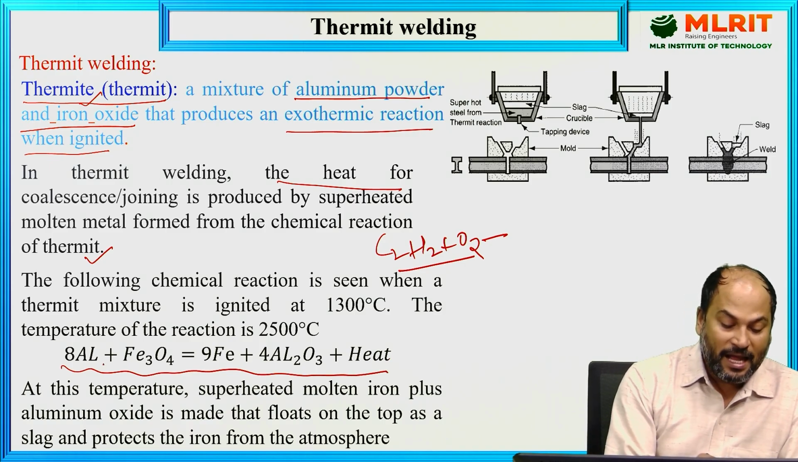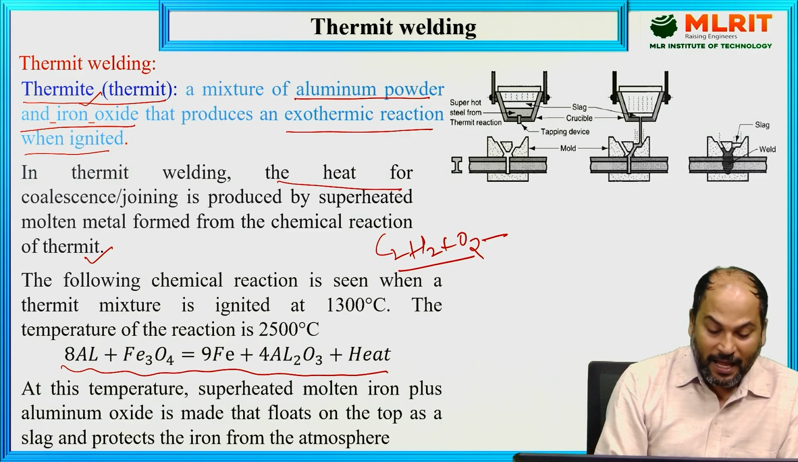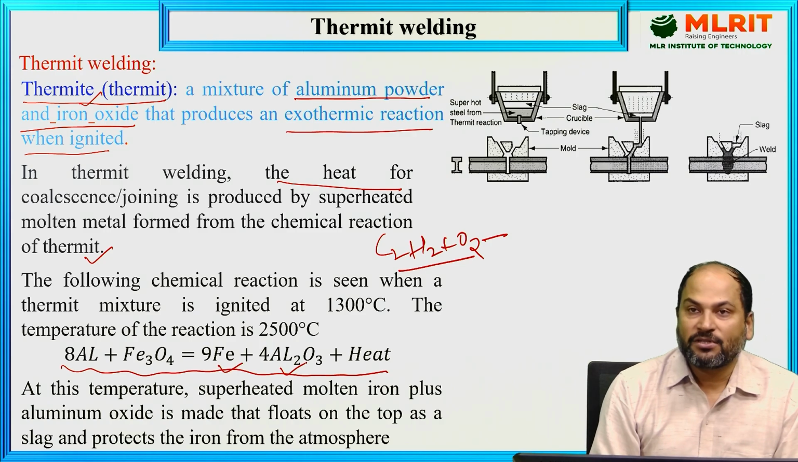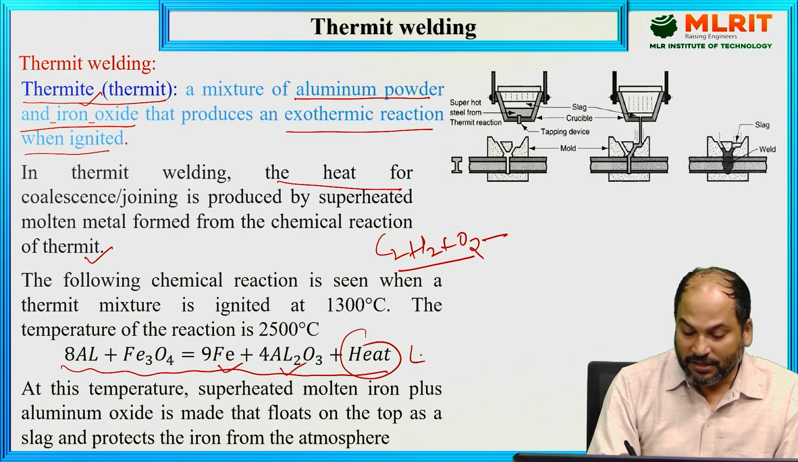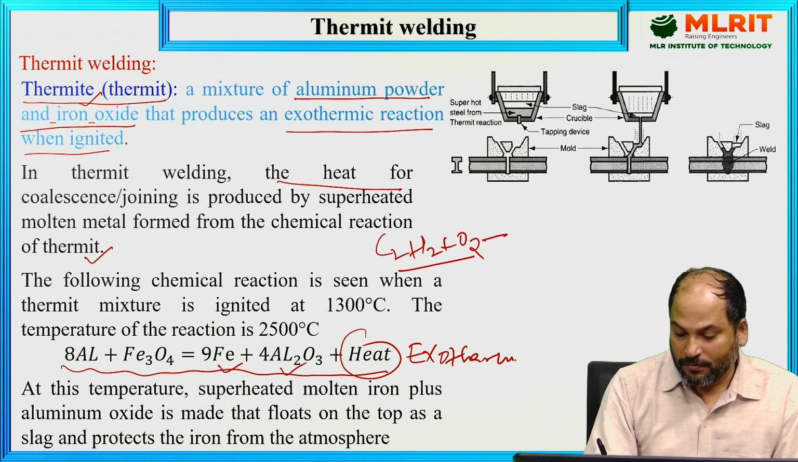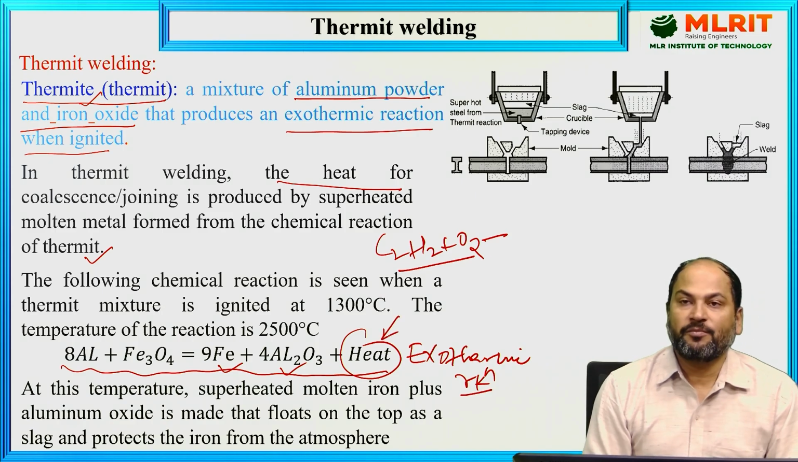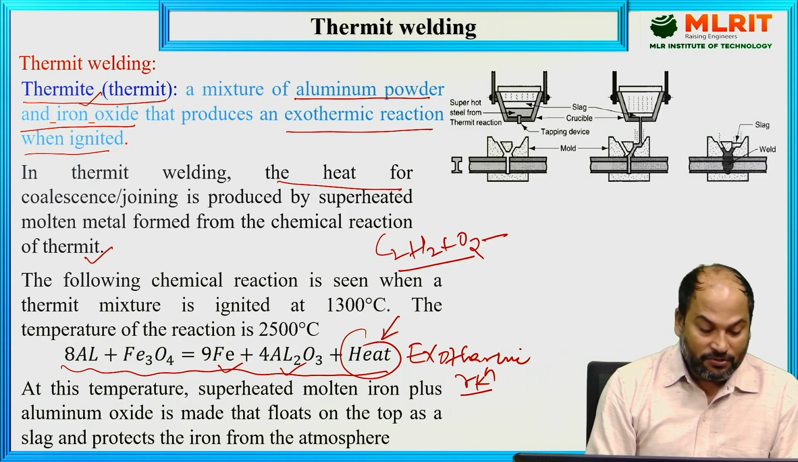So what happens? Aluminium reacts with this iron oxide, Fe3O4, and then iron, and of course aluminum oxide, will form. But most importantly, as this is an exothermic reaction, a huge amount of heat will be produced, and that heat we use to weld the material. So what is its application?